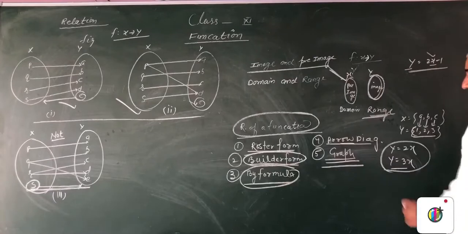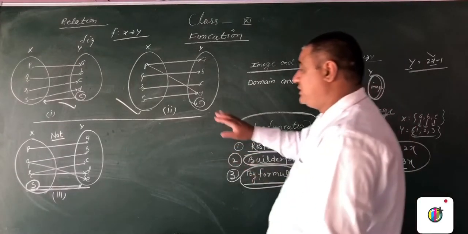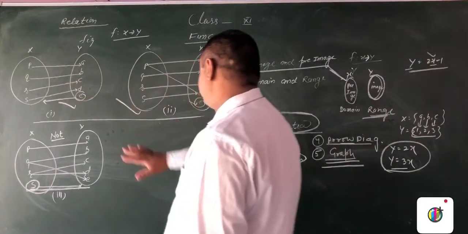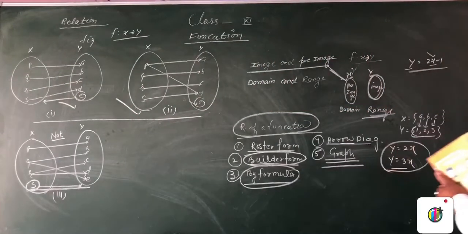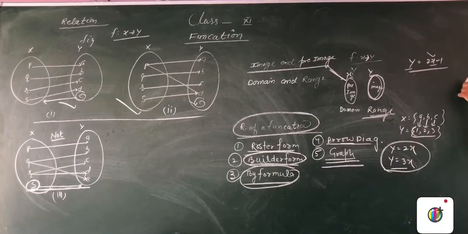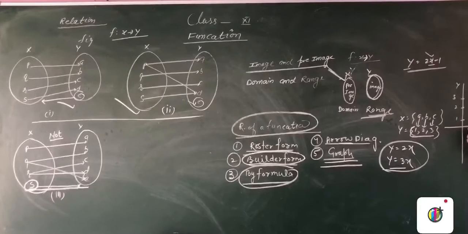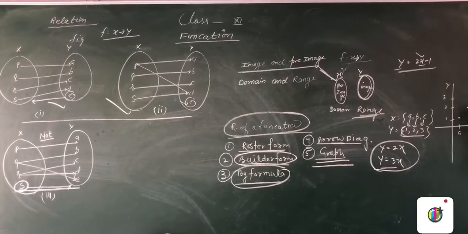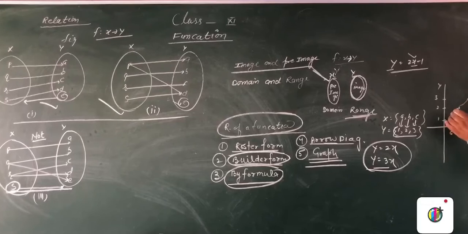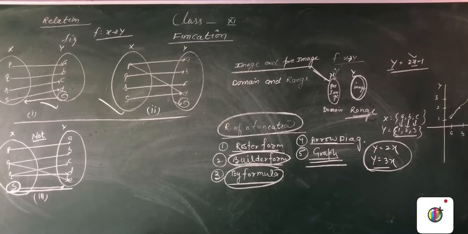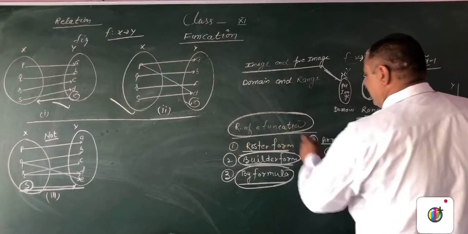By arrow diagram we have discussed the function firstly by arrow diagrams. And last is graphically, the representation of a function on a graph. This is the representation of a function on the graph. This is the value of a, b, c, and this is the value of y, 1, 2, 3. Then we say that a is associated with 2 and 3. This is the representation of a function by graph. These are the representations of a function.